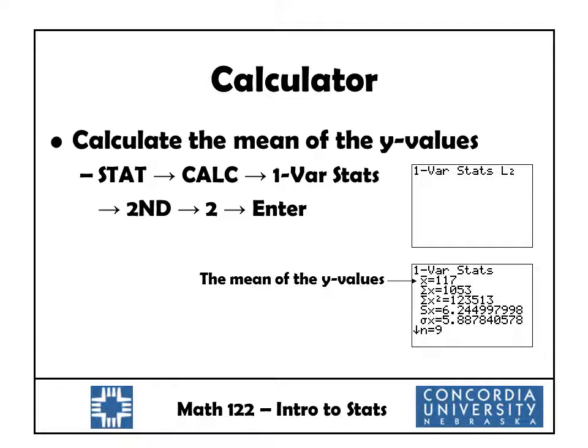X bar, that's the mean of the numbers in that list. This list are y values, so this is the mean of the y values, equals 117. Looks a little funny to call it X bar when really they're y values, but X bar is just a generic term for the mean of the values in a set of data. So the mean weight there is 117 pounds. So that would be the best predicted value of y.